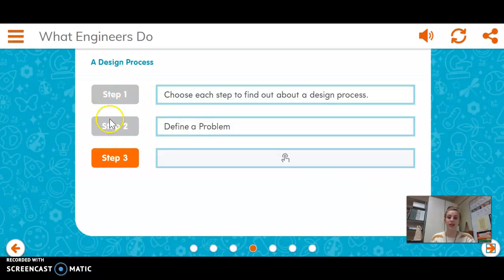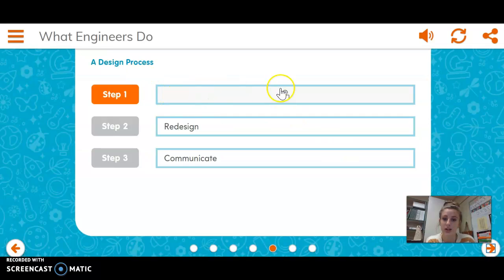There we go. So we'll look at each step. So design process, we look at step 1. So step 1 in the design process: anytime engineers have a problem, we need to figure out. It says choose each step to find out about a design process. Define a problem, plan and build. Then our next page, we have test and improve, redesign, and communicate.